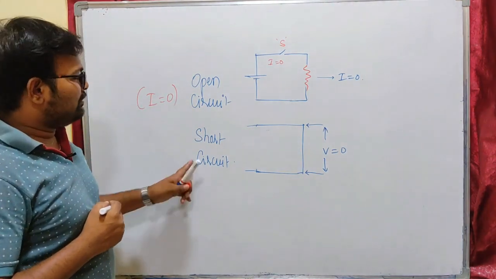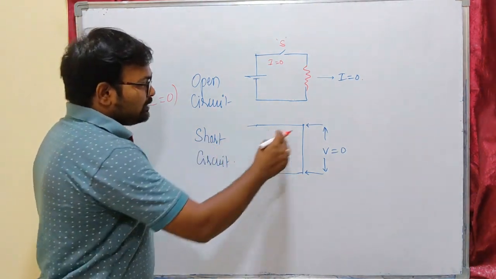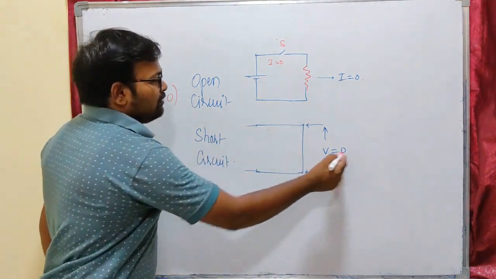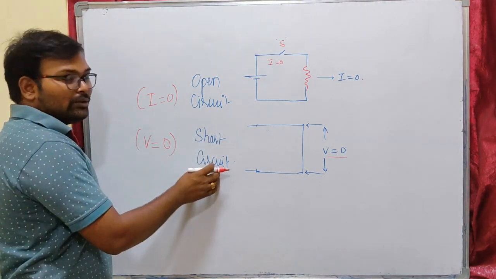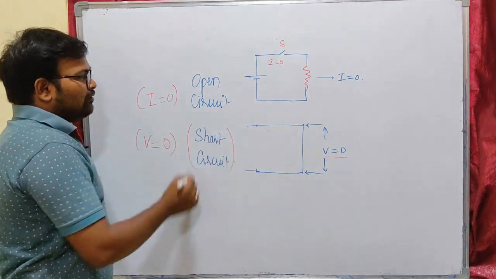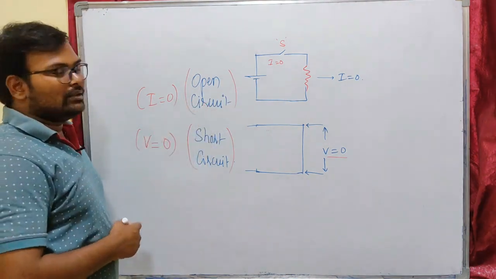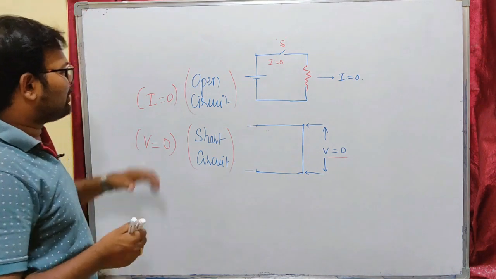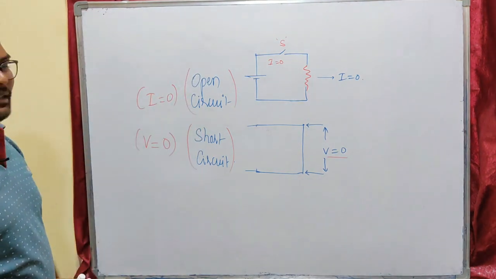Now let us see what a short circuit is. Short circuit means the circuit is closed, but the voltage across the short circuit is 0. Whenever the voltage across any element is 0, that is treated as a short circuit. Whenever the current in an element is 0, that is treated as an open circuit. If current is 0, it is an open circuit. If voltage is 0 across any element, it is a short circuit.